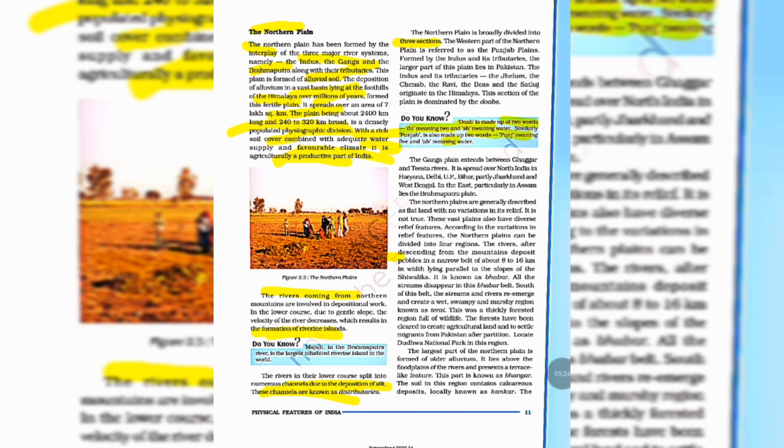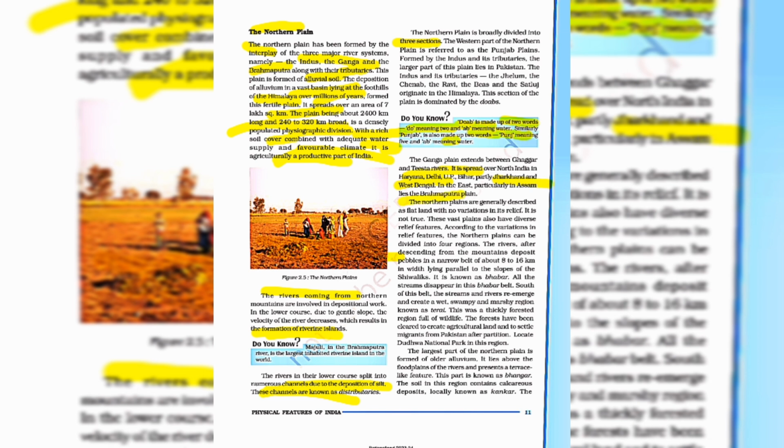Can you name them? The Ganga plain extends between the Ghaggar and Tista rivers. The first section is the Punjab plains, formed by the Indus, and the second one is the Ganga plain, extending between the Ghaggar and the Tista river. The Tista river is located in Sikkim, and the Ghaggar river is in the north of India. It is spread over North India in Haryana, Delhi, UP, Bihar, partially Jharkhand, and West Bengal. In the east, particularly in Assam, lies the Brahmaputra plain.